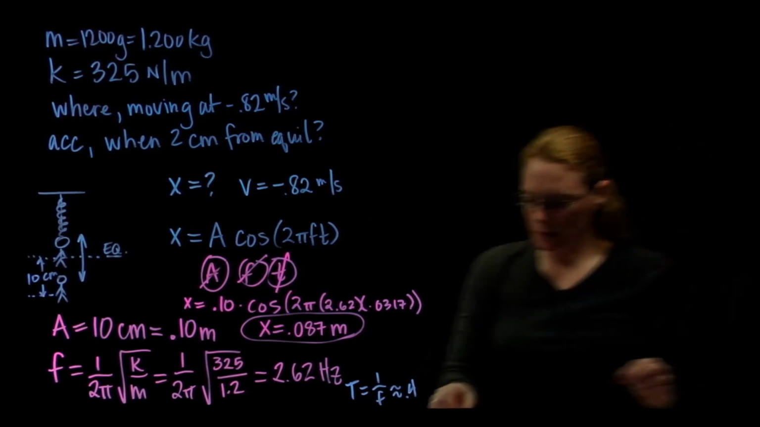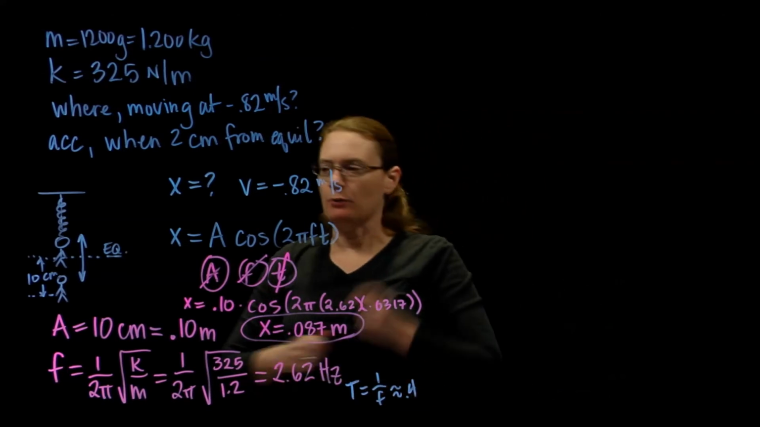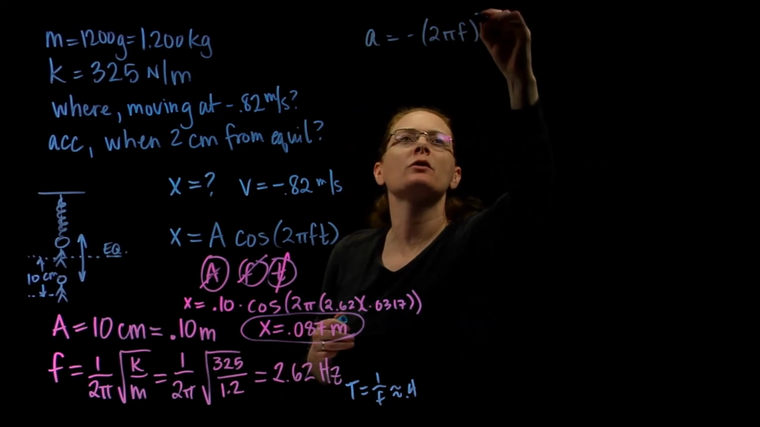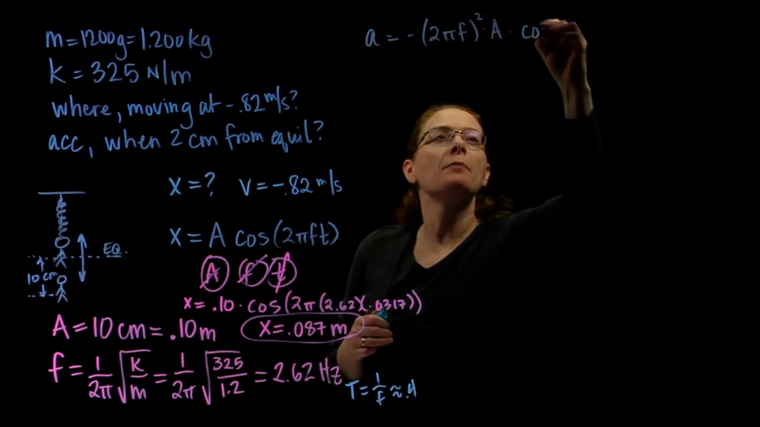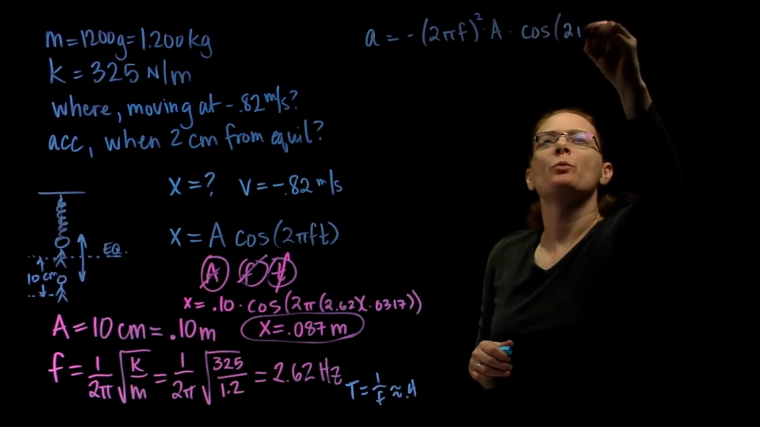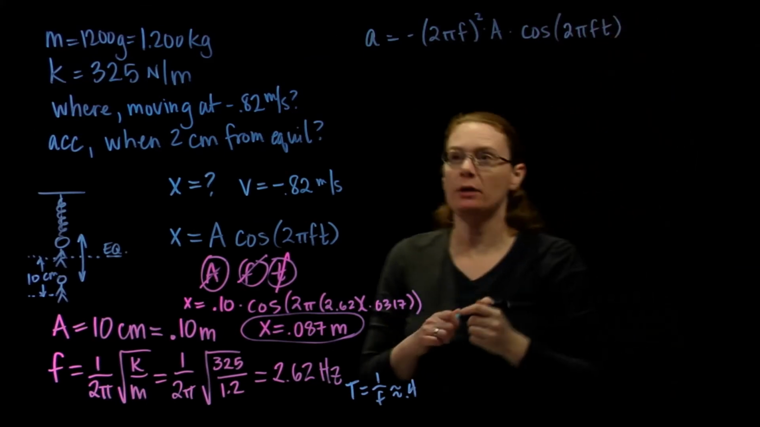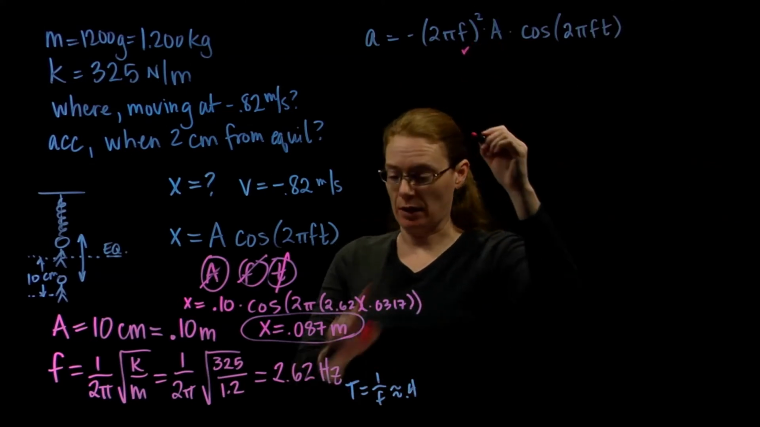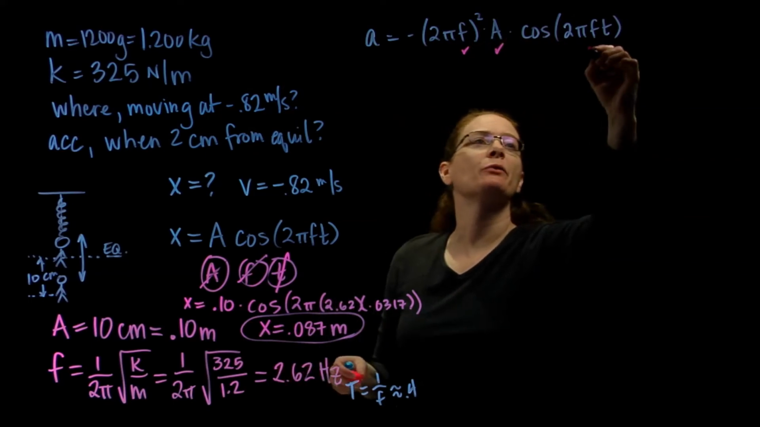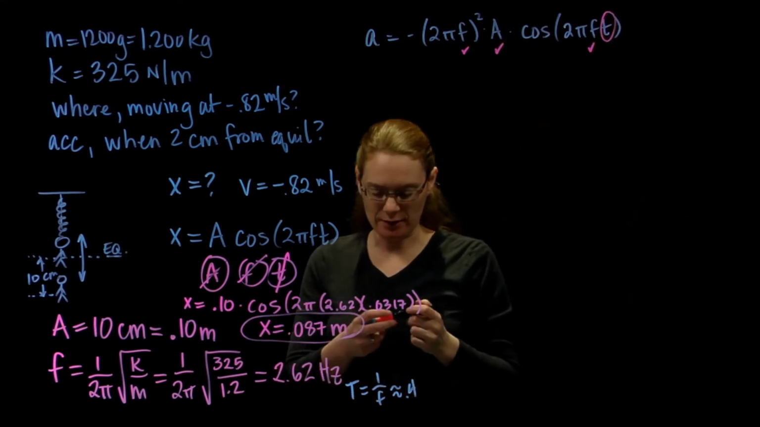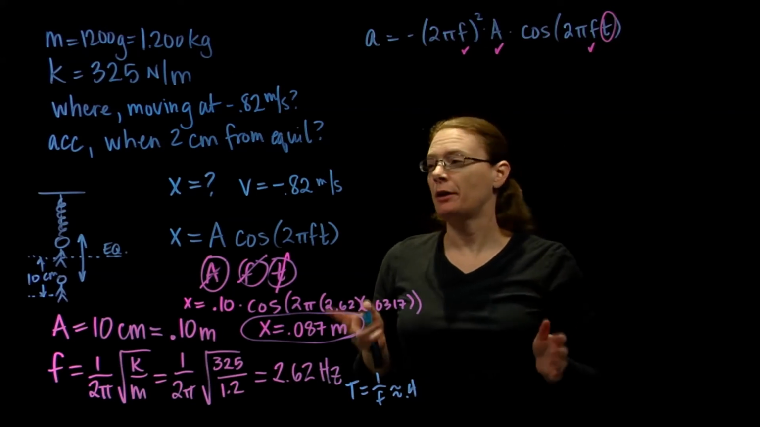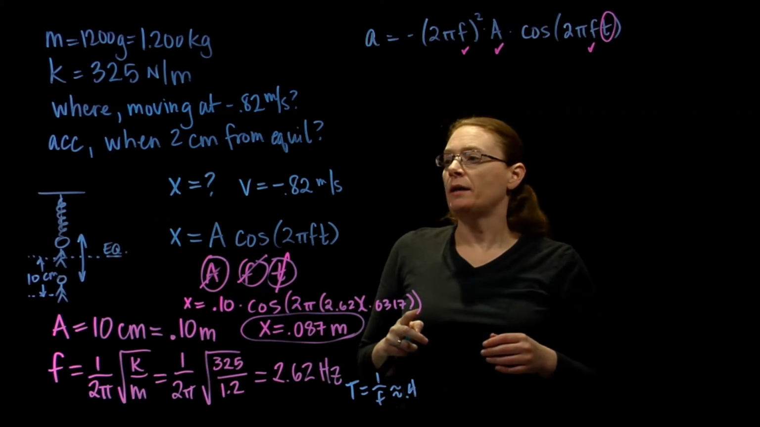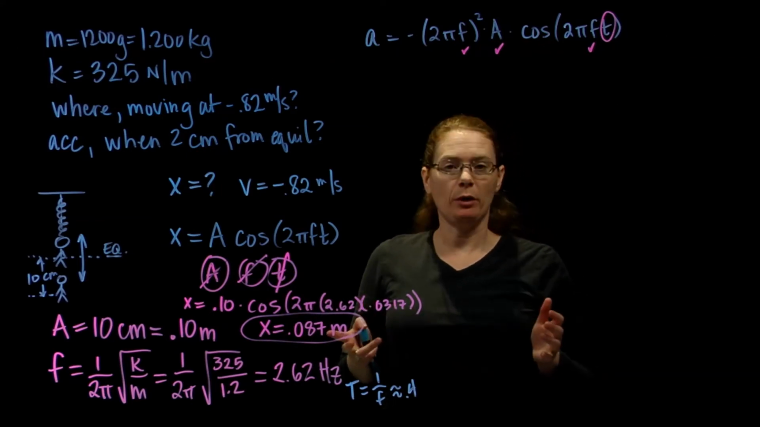Okay, so what's my equation for acceleration? We want to know what the acceleration is. So acceleration is negative 2 pi f squared times amplitude times the cosine of 2 pi ft. All right, what do I need to know? To get the acceleration, I need to know my frequency, which I have, my amplitude, which I have, and I need to know my time. I can't get the acceleration without knowing at what time this is happening. So I need to know at what time it's 2 centimeters from equilibrium.